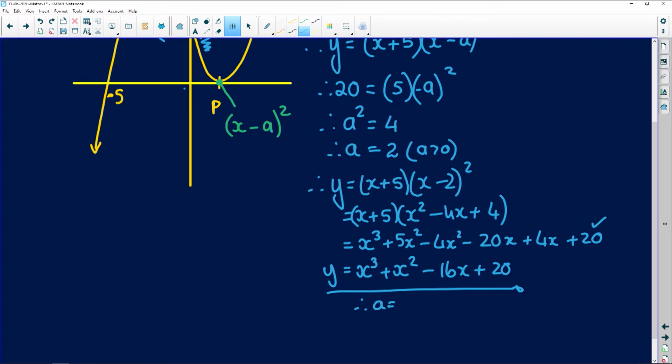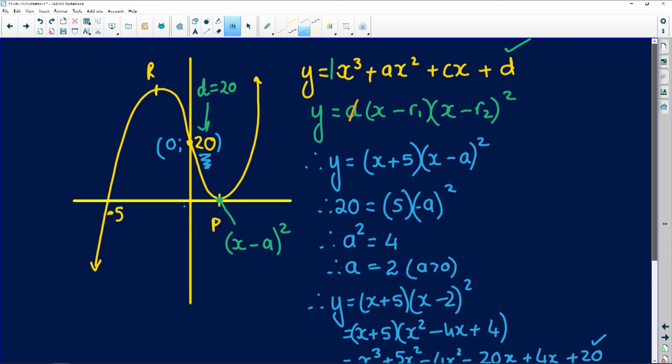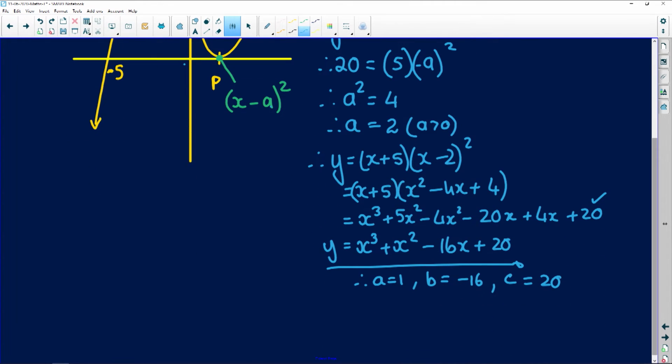Finally, A is 1, B is minus 16, and C is indeed 20. Okay, let me just see if I've used those same variables. Yes, A, C, and D. A, C, and D I wrote in the equation. So let me just change this to a C and to a D. Then it lines up with what I've got here. So C is that, and D is definitely 20. So that was quite nice. A few marks there, 4 or 5 marks that we earned in that portion.